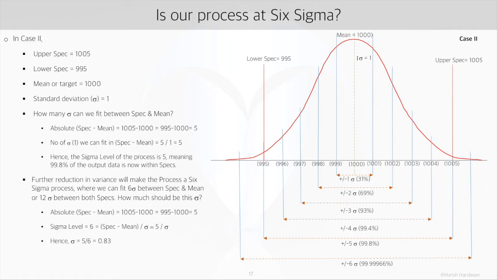And in this case, the standard deviation has to be estimated. So this standard deviation is unknown. So 6 is equal to 5 divided by sigma. So sigma is equal to 5 by 6, and we get 0.83, which means to take the process to 6 sigma, we have to further reduce the standard deviation to 0.83 from the present 1.0.